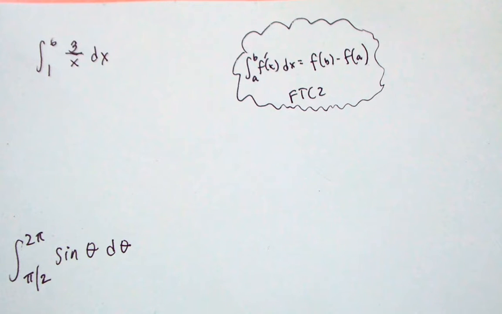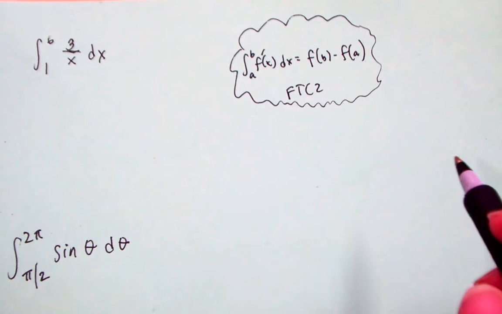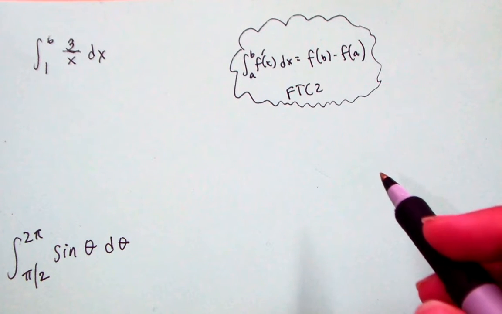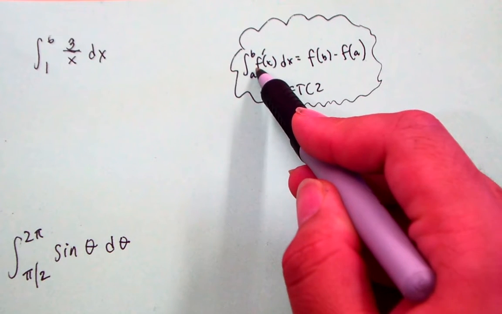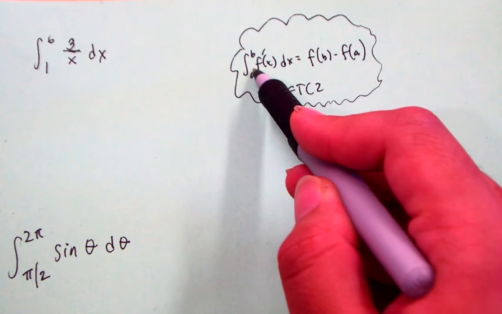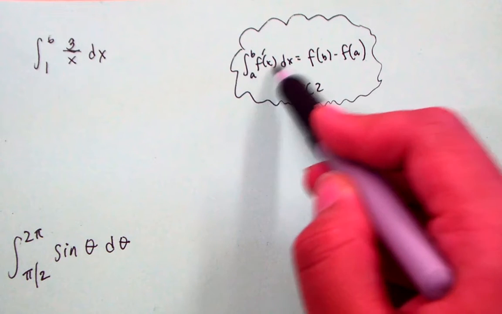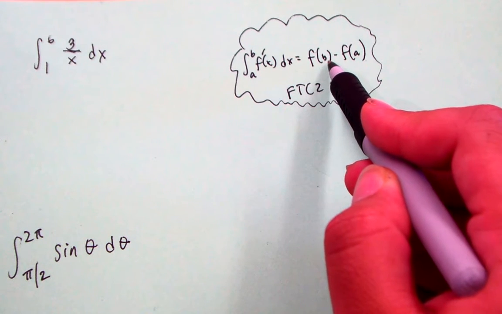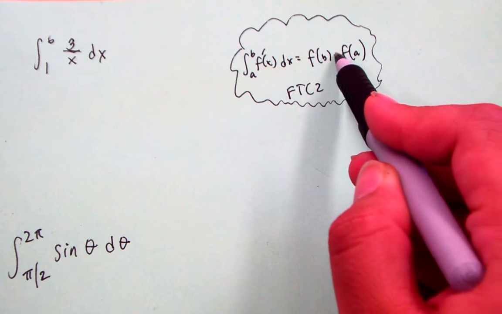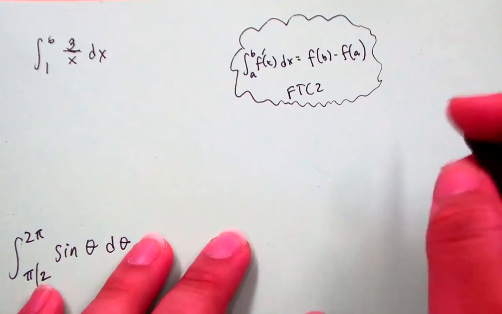Hey class, Mr. Mohiddin here with an example video on how to evaluate definite integrals using the Fundamental Theorem of Calculus. So the basic premise is, given a function being integrated from a to b, you find the antiderivative and evaluate it at b and at a, and you find their difference. So let's go ahead and dive in.